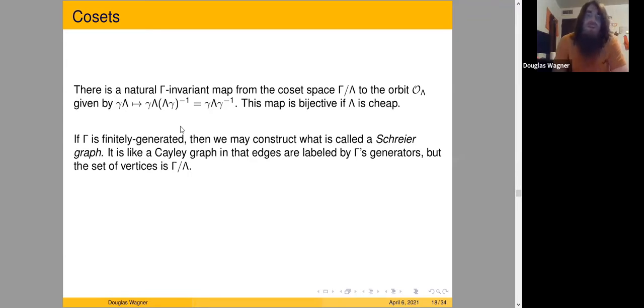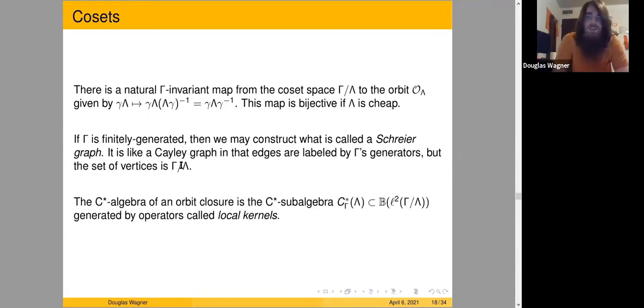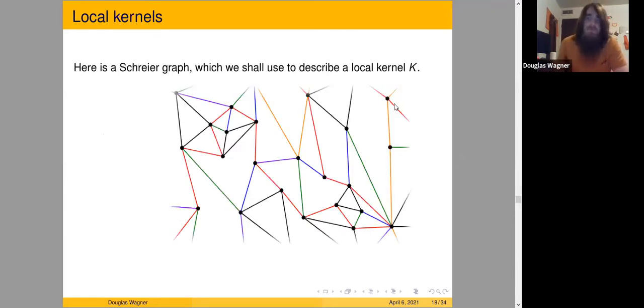When we have a finitely generated group, we can impose further structure on the cosets by constructing a Schreier graph, which is like a Cayley graph, but instead of the vertices being group elements, they are cosets. Our C-star algebra is going to act on the L2 space of these cosets, and it's built up from local kernels. I won't give the exact definition of a local kernel, but I do want to give an intuition of what they're like by showing an example, which we'll call K.